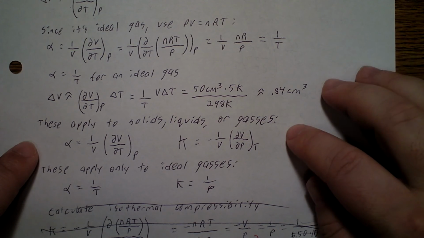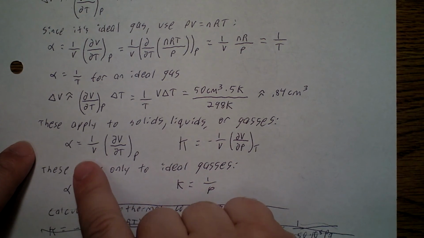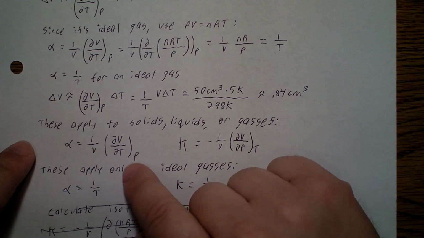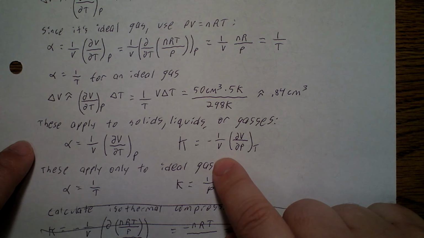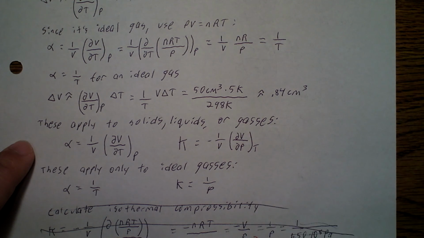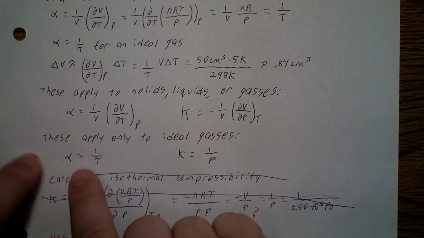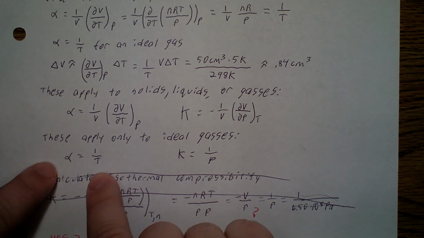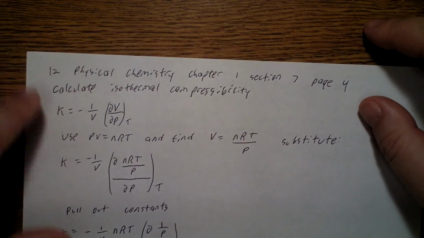Now, these apply to solids, liquids, or gases, always. Alpha is 1 over volume times the partial derivative of volume with respect to temperature, holding pressure constant. Kappa is minus 1 over volume times the partial derivative of volume with respect to pressure, holding temperature constant. But these only apply to ideal gases: alpha, we just showed, is 1 over T, and kappa is 1 over P. Let me show you how that is, because it's also mathematically tricky.